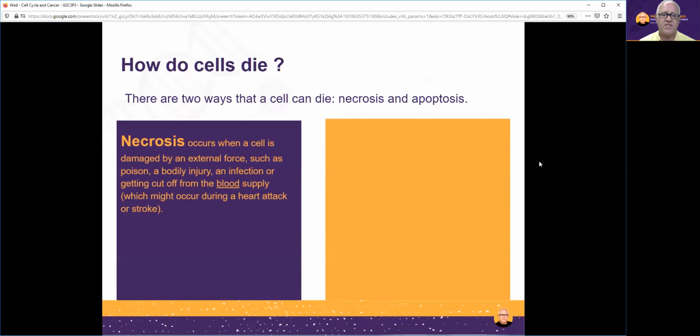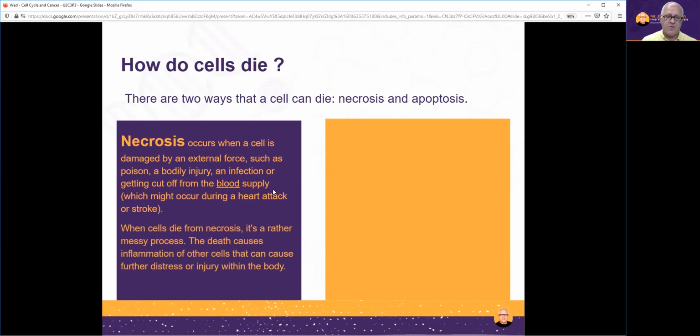Necrosis occurs when a cell is damaged by an external force, such as a poison or a bodily injury, an infection, or getting cut off from the blood supply that carries the oxygen, which might occur during a heart attack or a stroke. And when cells die from necrosis, it's a rather messy process. The death causes inflammation of other cells that can cause some further distress or injury within the body.